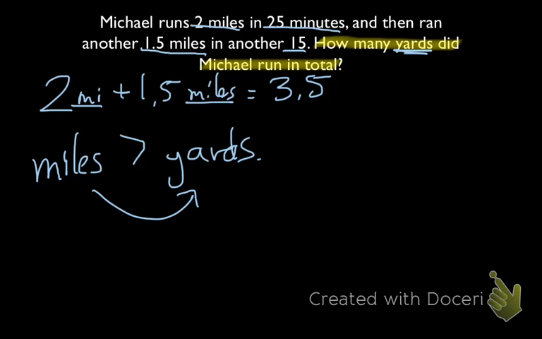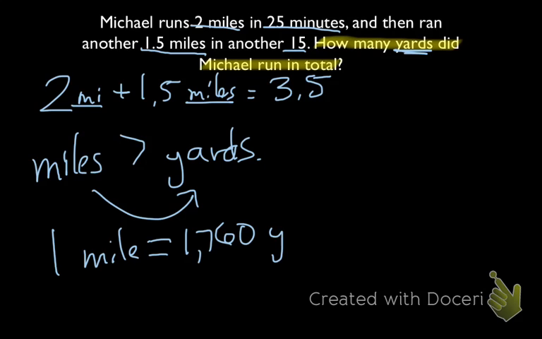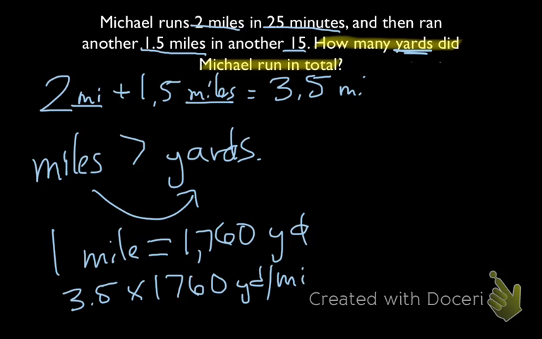Based on our table chart, we know that there are 1,760 yards in 1 mile. So to convert, we have to multiply. We have 1,760, the number of yards we have. And actually, let's write this out. How many total miles do we have here? We have 3.5 miles times 1,760 yards per mile.